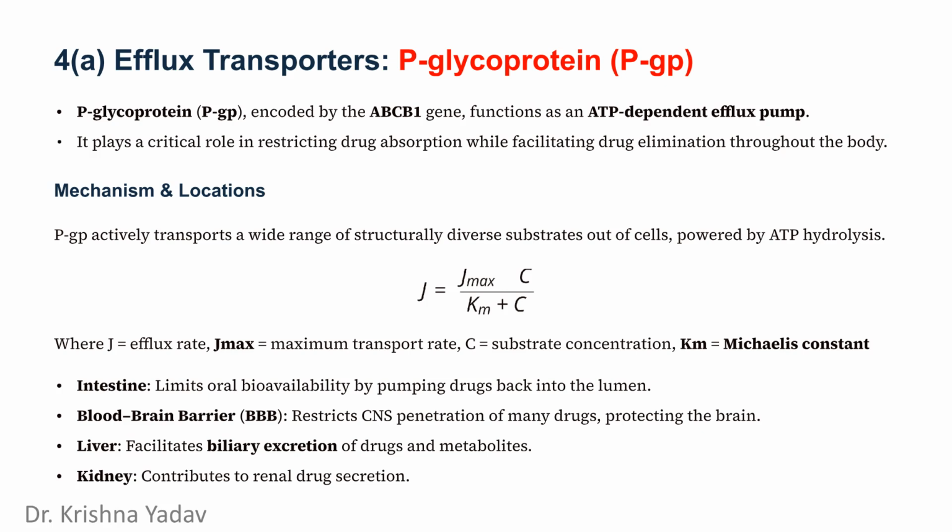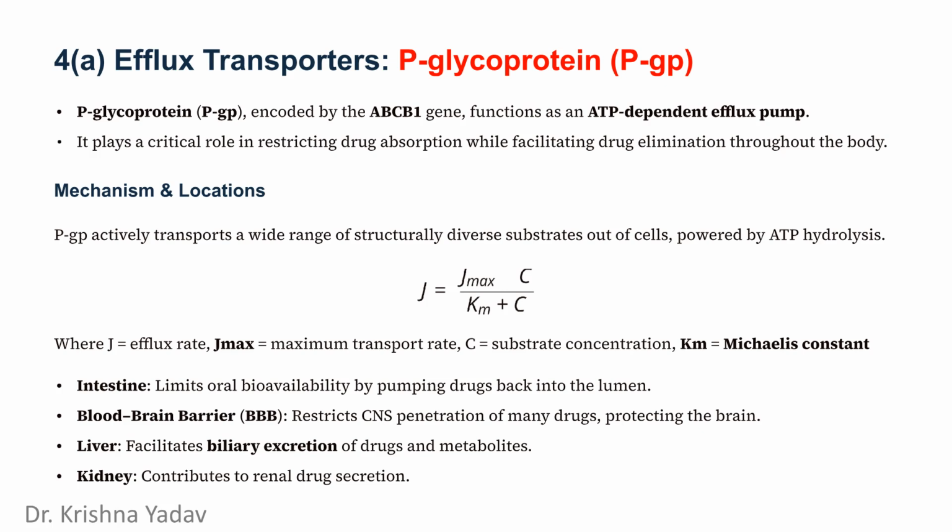P-glycoprotein, or PGP, encoded by the ABCB1 gene, is an ATP-dependent efflux pump. It plays a key role in restricting drug absorption while promoting drug elimination. Mechanistically, PGP actively transports structurally diverse drugs out of cells using ATP. This process follows saturable kinetics, described by the equation shown, where transport depends on Jmax, Km, and substrate concentration.